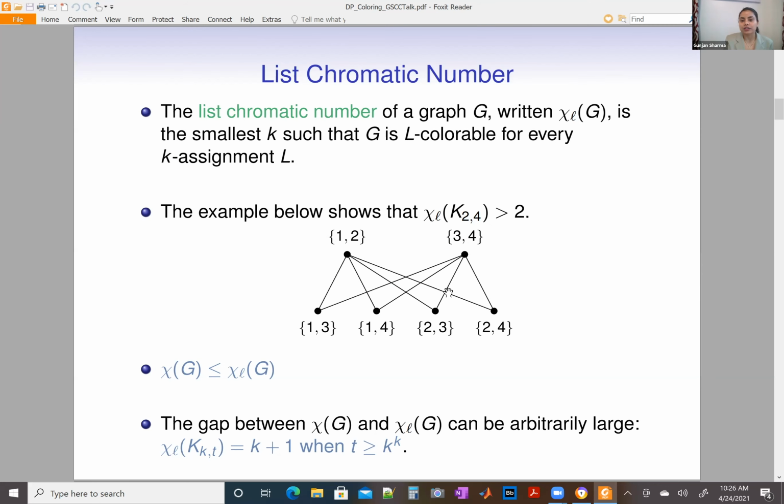No matter how you choose the colors, you always run into problems coloring with this list. And the list chromatic number works as an upper bound on the chromatic number for any graph. These can actually be the same for several categories of graphs, but as Eric already mentioned in his talk, the difference between these two can be arbitrarily large for some categories of graphs.